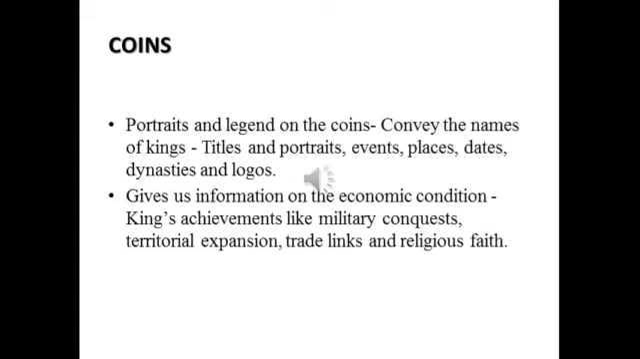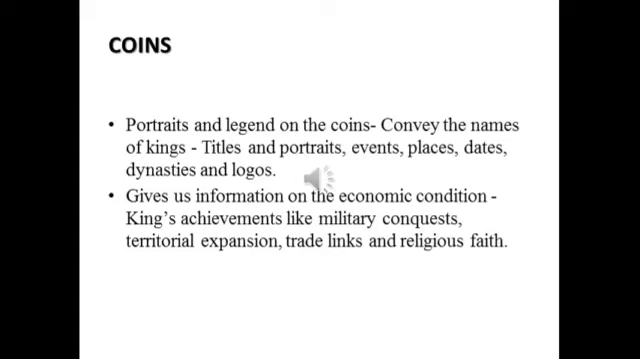So the composition of metals in the coins gives us information on the economic condition of the empire. The metal used in making the coins gives detailed information about the economic condition. Apart from that, coins mention the king's achievements like military conquest, territorial expansion, trade links and religious faith.